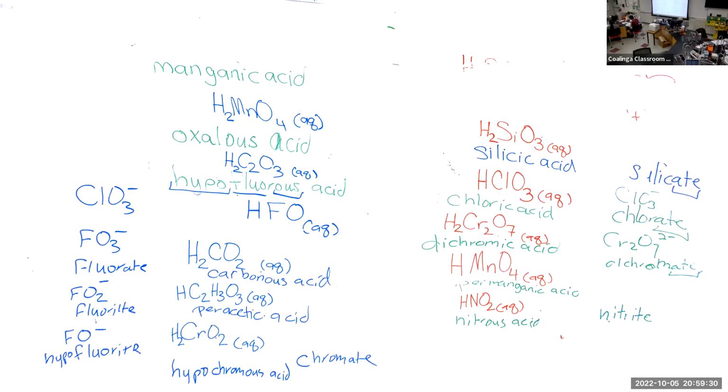Chromium has to be what? How many chromiums do I have? I have 1. So what does chromium have for it to equal 0 at the end of the day? +1, that's what you told me. Plus one. How many fluorines do I have? I have 3. You told me that each one is a -1, right?